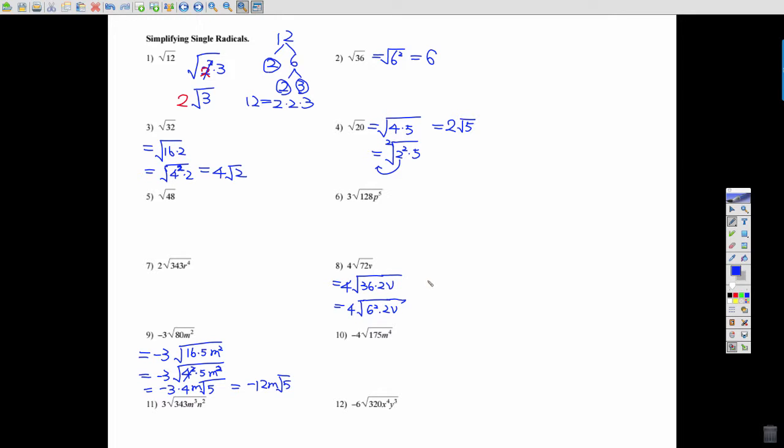Now my perfect square comes out, so I'm going to do it here. My perfect square, the base is 6. So 6 comes out, these get canceled. What's left behind is 2v. There's no more perfect squares in 2v. So it stays inside. 4 times 6 is 24.